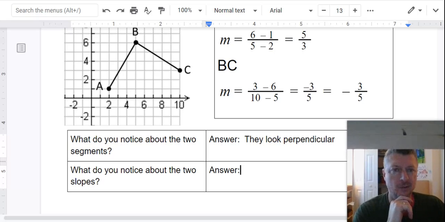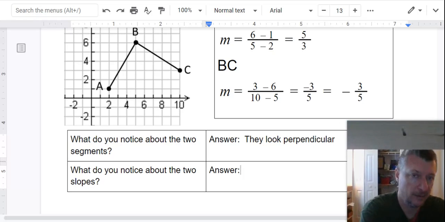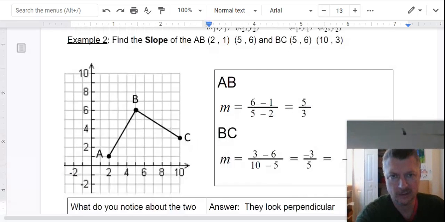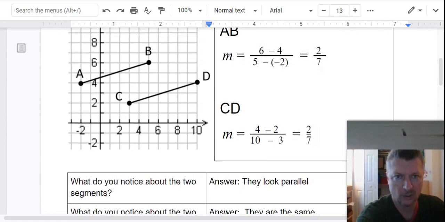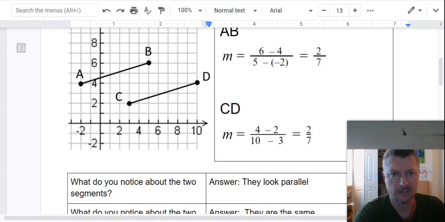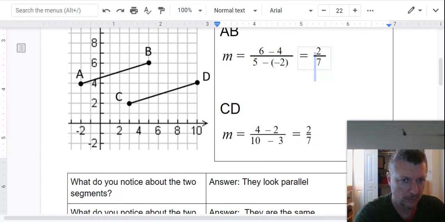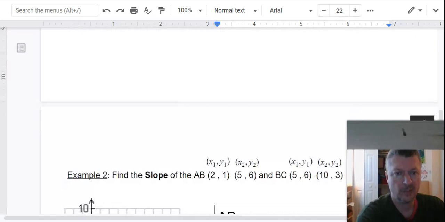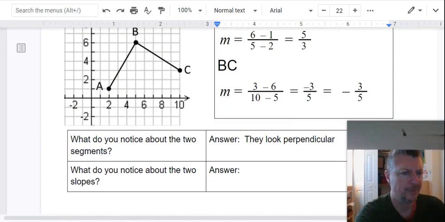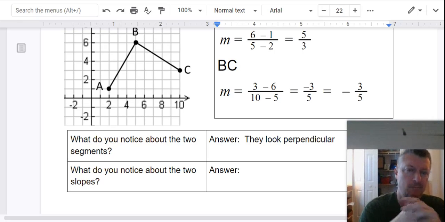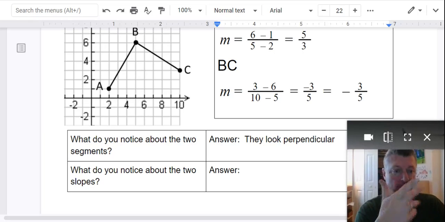Now, what do you notice about the slopes? Now, there's a little difference. Up here, the slopes, as you remember, were the same. Parallel is the same. 2 over 7, 2 over 7. If this was 1 over 4, this would be 1 over 4. If this was 6, this would be 6. It would be parallel. Okay. Down here, it's not the same, but something is similar. What looks similar there? Well, you have 5 over 3, and here you have negative 3 over 5.